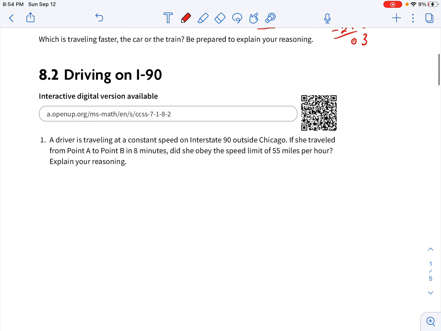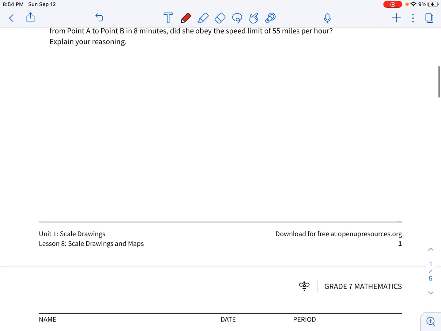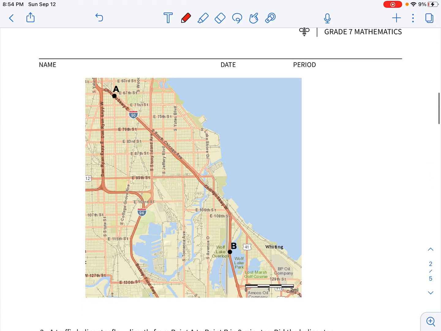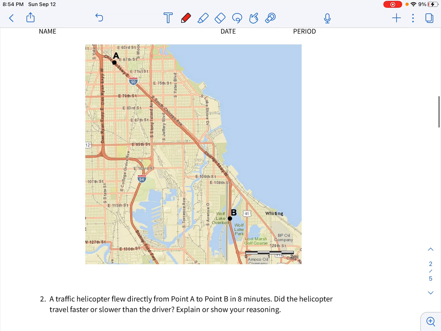All right. This next one says you're driving on I-90. A driver is traveling at a constant speed on the Interstate 90 outside Chicago. If she travels from point A to point B in 8 minutes, did she obey the speed limit of 55 miles per hour? Explain your reasoning. Okay, you'll see this map here. I'm going to jump over real quick to the interactive that students who will be at home will see.